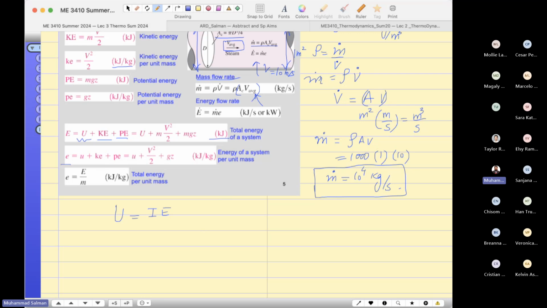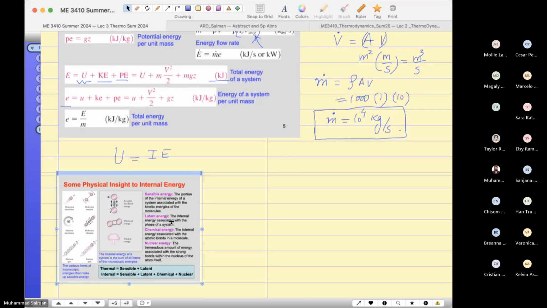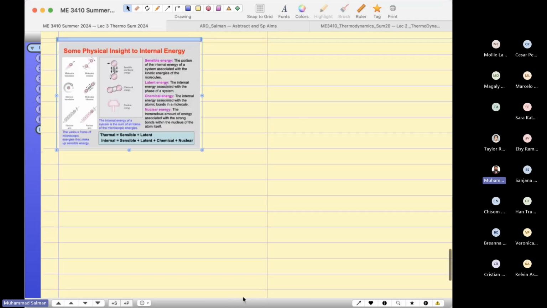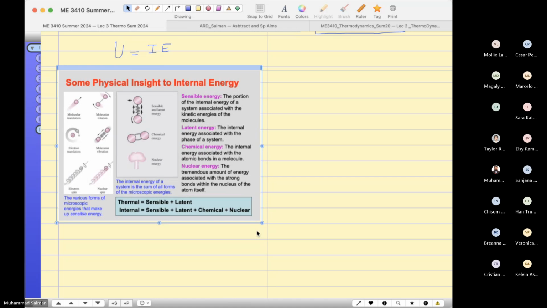And now we talk a little bit more about different types of internal energy. Okay, now this slide is telling you that sensible heat or sensible energy is the portion of internal energy of a system associated with the kinetic energy of the molecules, in which the temperature changes, and latent energy is associated with the phase of a system.